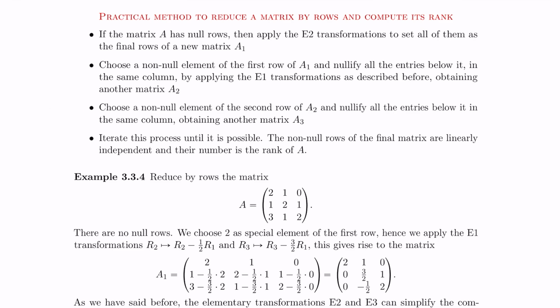Now consider a non-null element of the second row of A2. Pay attention, the second row of A2, not the original matrix, okay? And then nullify all the entries below it in the same column with the E1 transformation described before, obtaining a novel matrix A3. And then iterate this process until it's possible. The non-null rows of the final matrix that you obtain are linearly independent, and their number is the rank of the matrix A. Let's see this method in action with the following matrix.